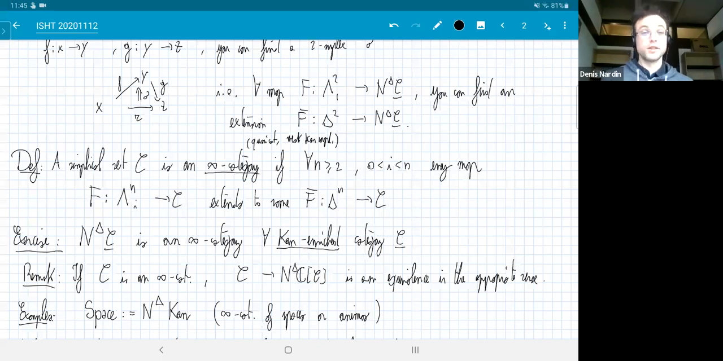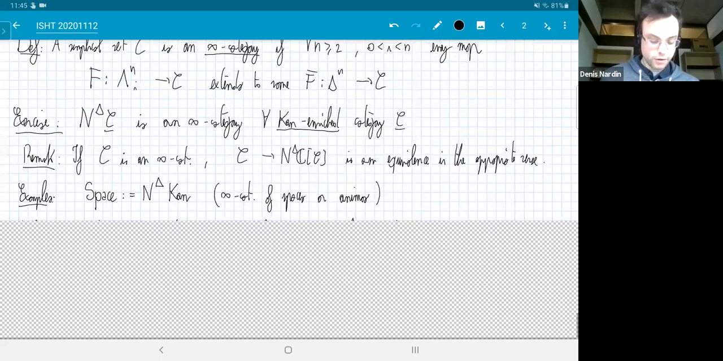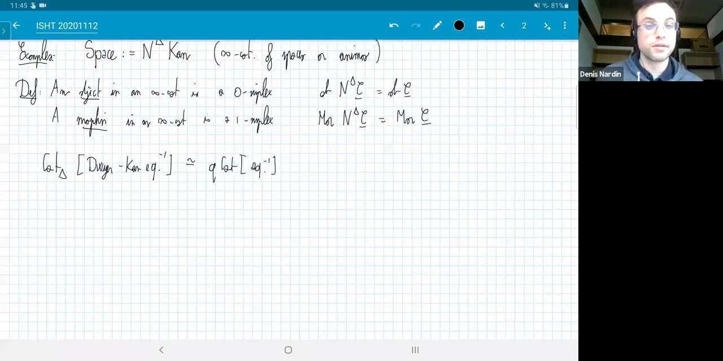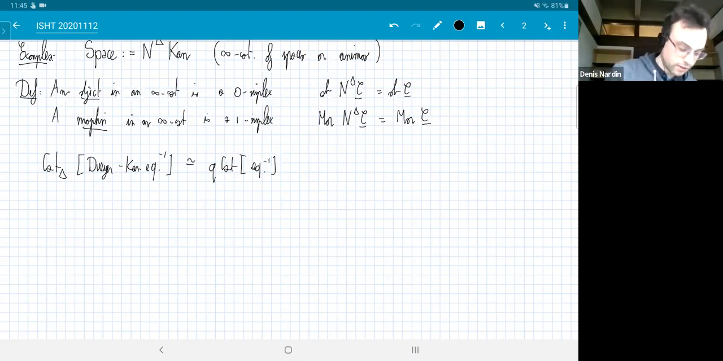But for example, see the definition of coherent nerve for Kahn-enriched categories needed me to define this. Sorry, this definition of coherent diagram needed me to define these Cordier categories. And for infinity categories, it's just a map of simplicial sets from N of I to C.